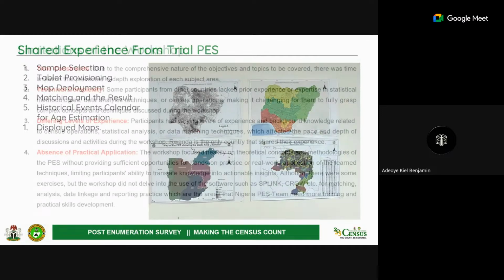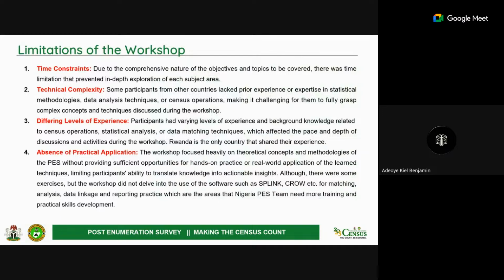Okay, the workshop was nice, but it had quite some limitations. The first was time constraint. We all saw the objective that was set, what they aim to achieve. But it was a 3.5 day workshop because on Friday we closed at 1 and they didn't extend more than that.